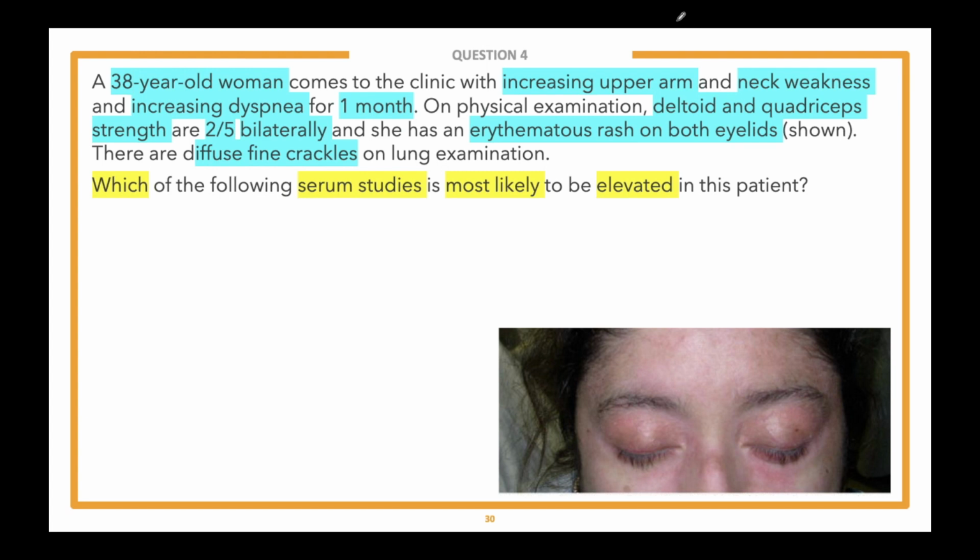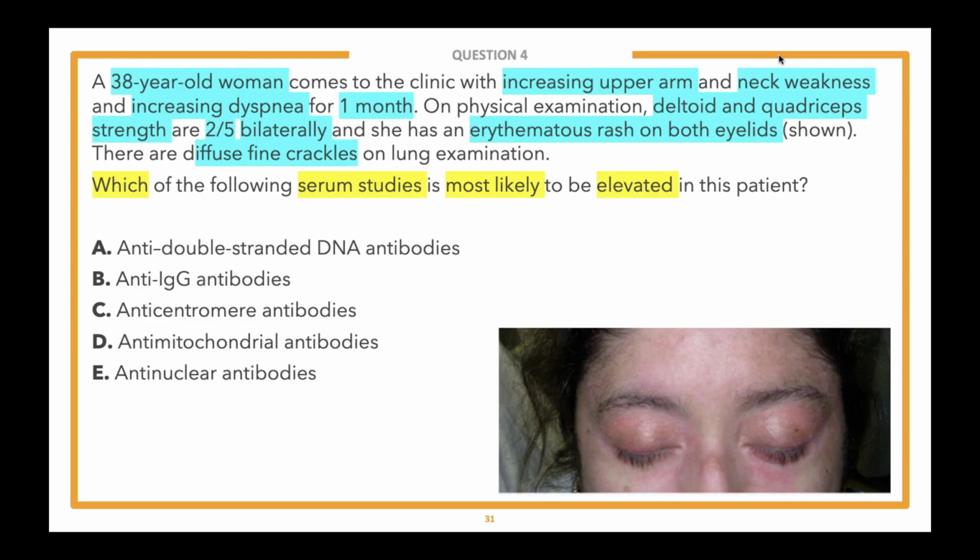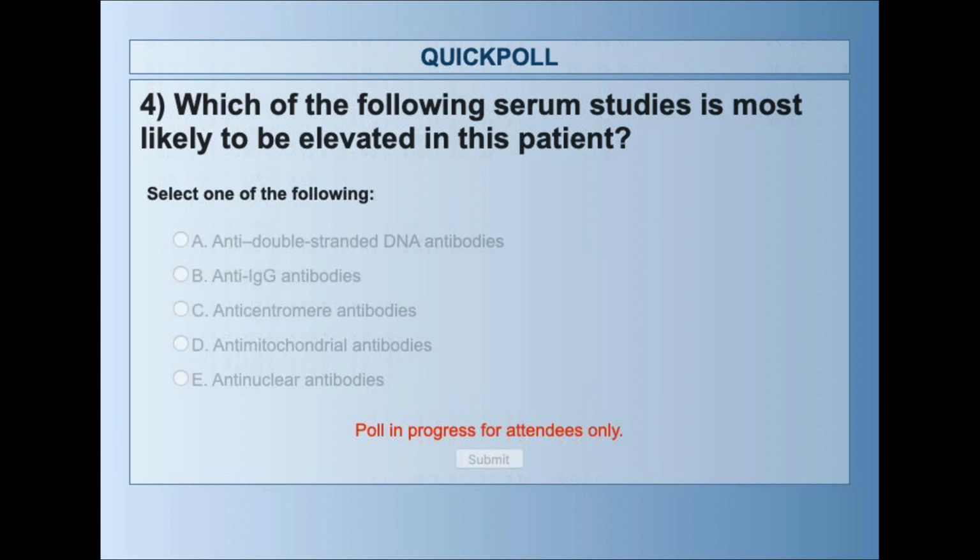So let's take a look at those answer choices. And once again, we're going to start at the bottom and work our way up to the top. Answer choice E, anti-nuclear antibodies. D, anti-mitochondrial antibodies. C, anti-centromere antibodies. B, anti-IgG antibodies. And A, anti-double-stranded DNA antibodies. So we're going to go ahead and open up that poll. Go ahead and select the answer choice you think is the best answer here, and we'll talk about it in just a few seconds.